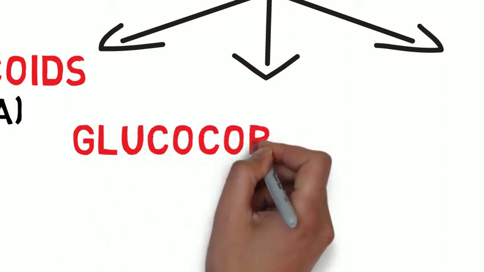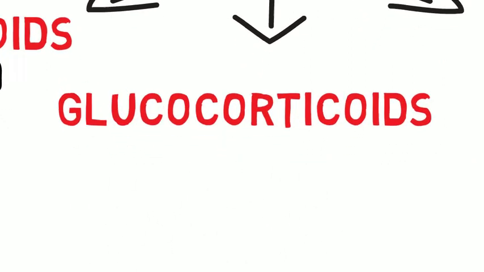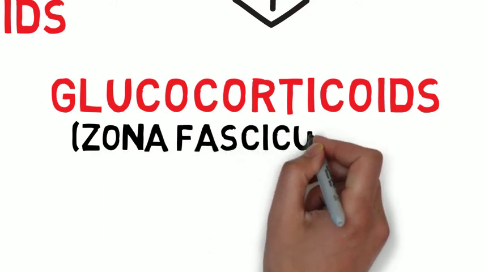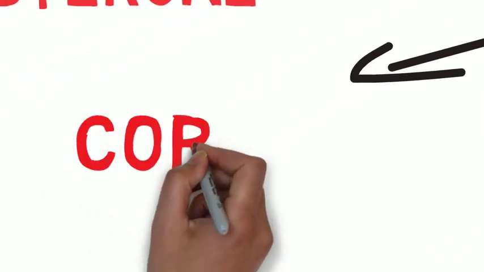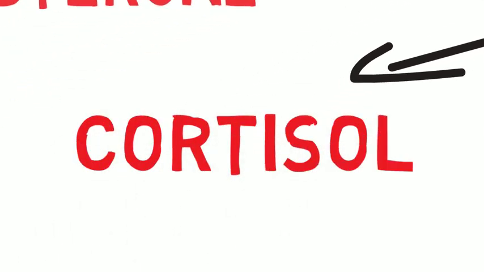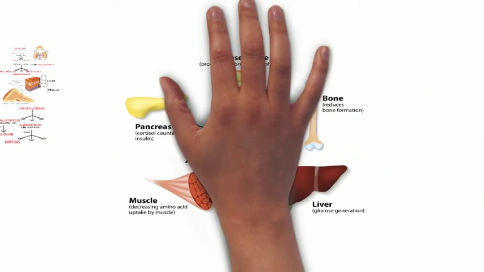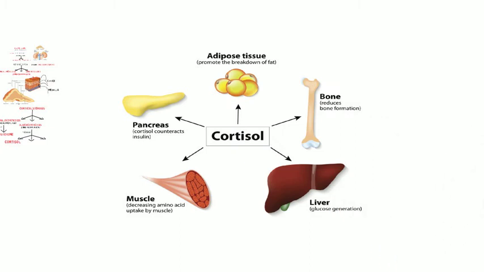The next is glucocorticoids, which are released by the cells of the zona fasciculata. It releases mainly three types of hormones. The first one is cortisol. It is most abundant, about 95% among these hormones. Cortisol stimulates the liver to synthesize glucose via gluconeogenesis. It stimulates muscles for degradation of proteins. Cortisol reduces bone formation, has an anti-insulin effect in the pancreas, and promotes breakdown of fats of the adipose tissues.